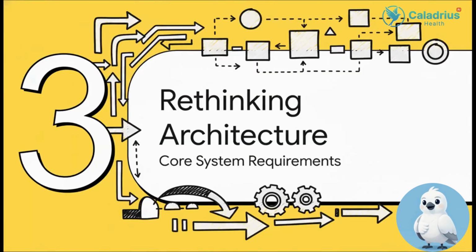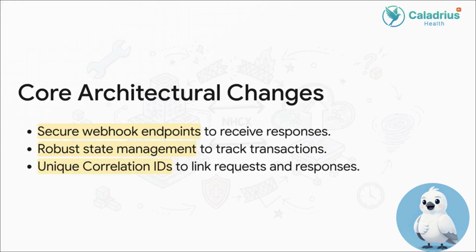This new communication model directly impacts your system architecture. Your entire design must adapt to this asynchronous flow. Your systems will need 3 core capabilities. First, secure webhook endpoints to listen for responses. Second, a robust way to manage the state of every transaction. And third, unique correlation IDs to link requests to their eventual answers.